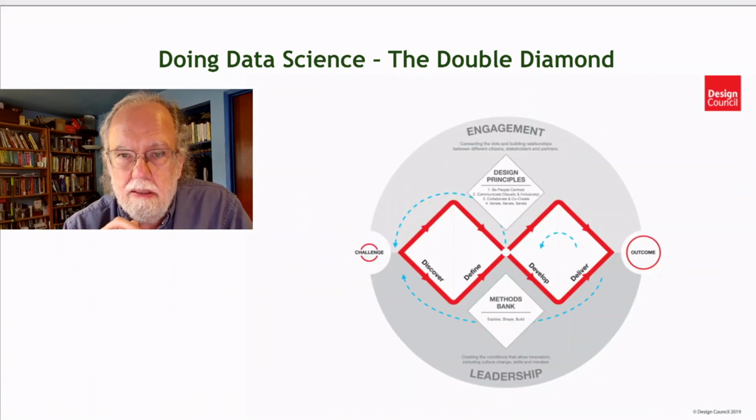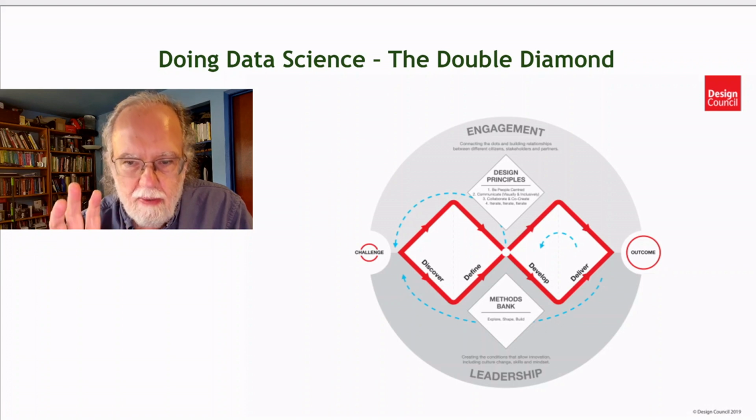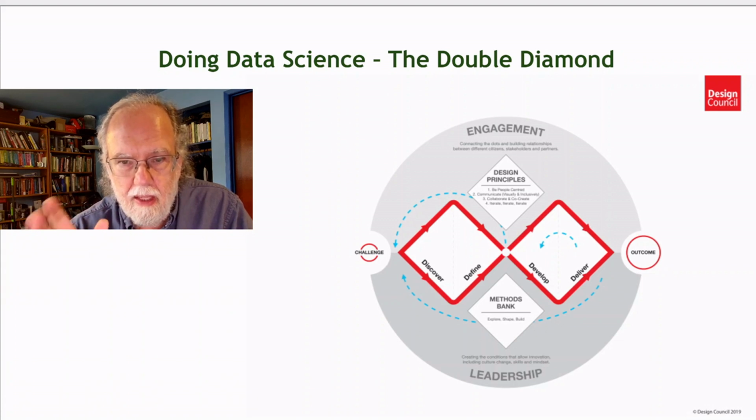The Double Diamond is a project template from the Design Council, and it's four phases: discover, define, develop, deliver. You discover, you expand your horizons, you define down to a solution, develop your solution with multiple approaches, and then choose the best approach to deliver.